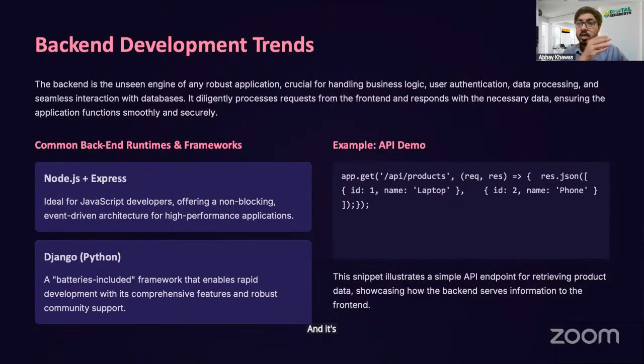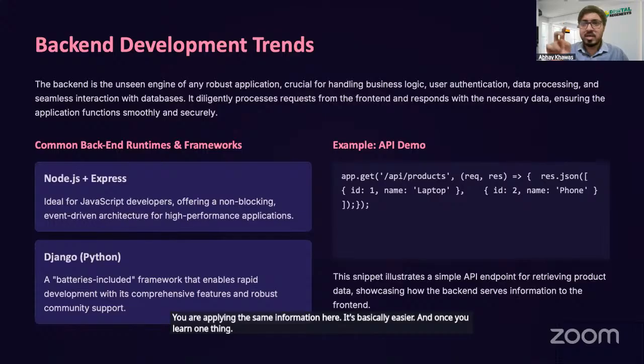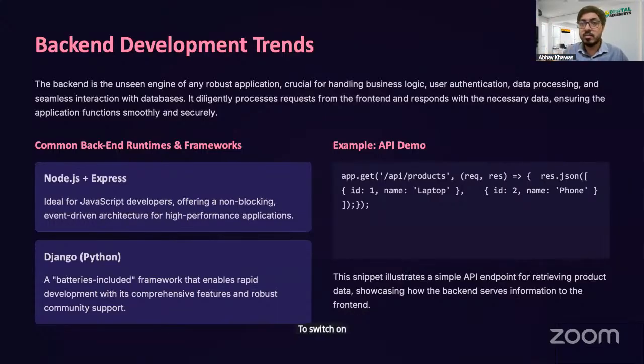to learn because you are already learning JavaScript in front end. You are applying the same information here. It's basically easier. And once you learn one thing, to switch to another thing is very easy. But you have to learn one thing first. If you learn Node.js plus Express, it's very easy to switch to Django, if you want in future or something. But first of all, you need to learn something in that case, right?